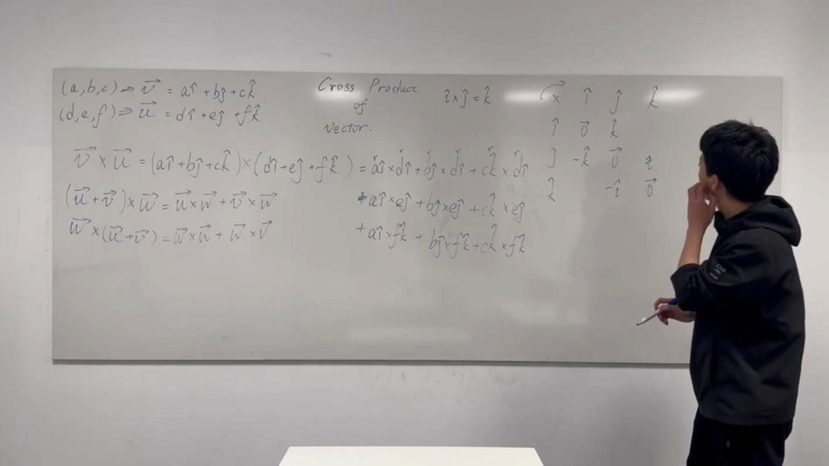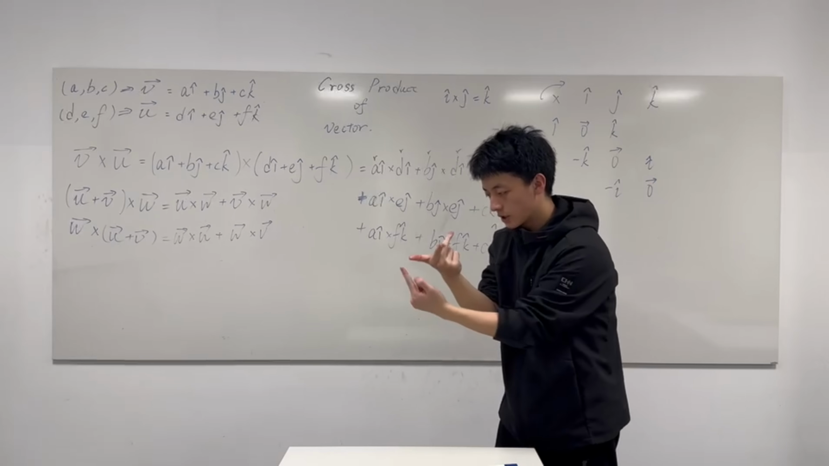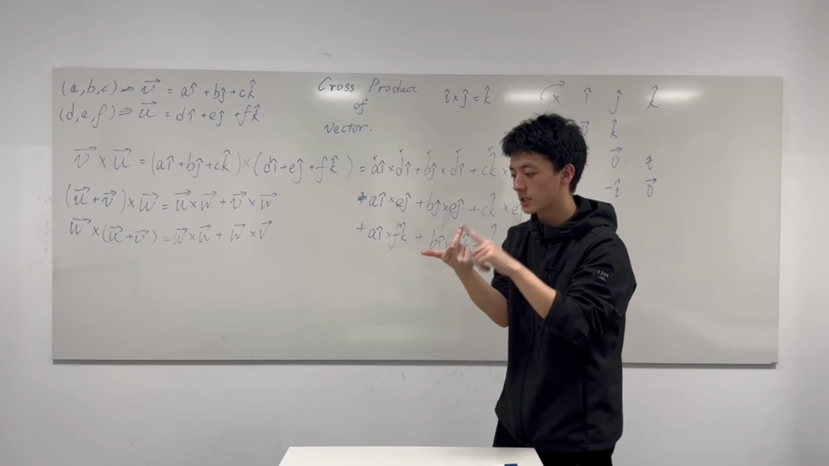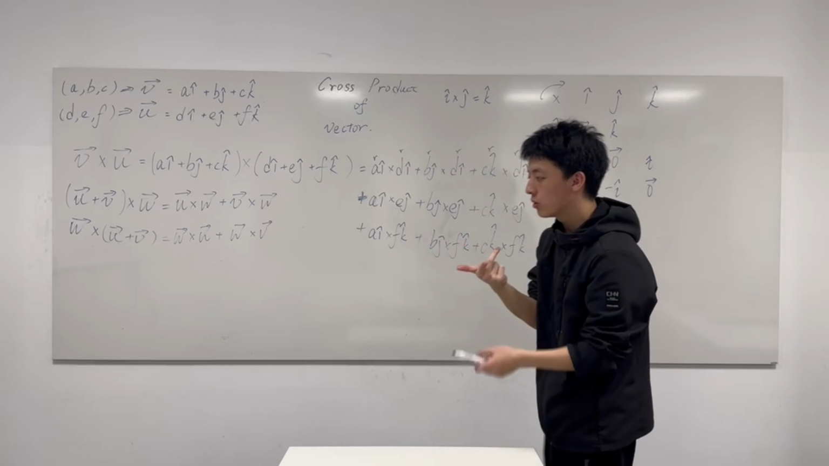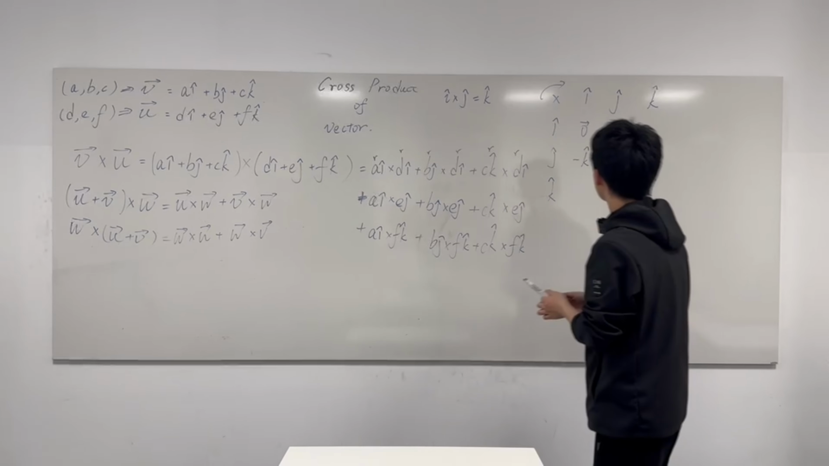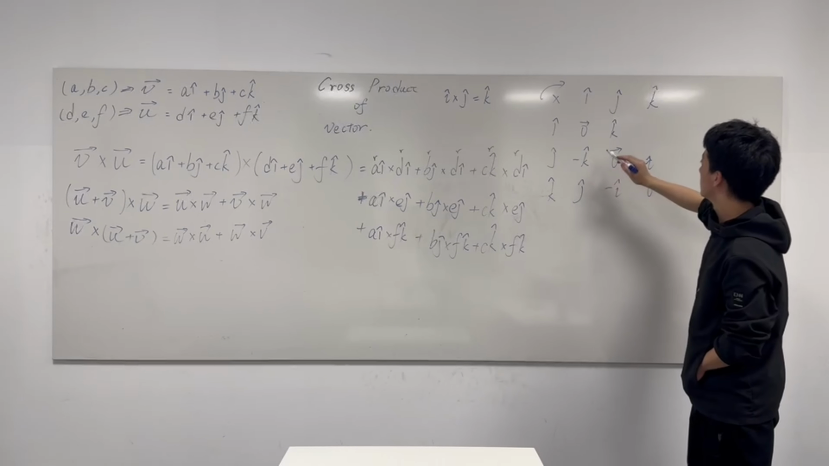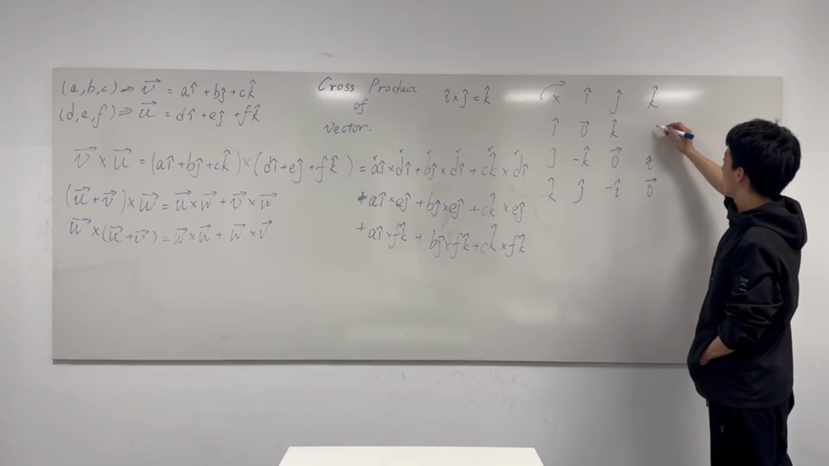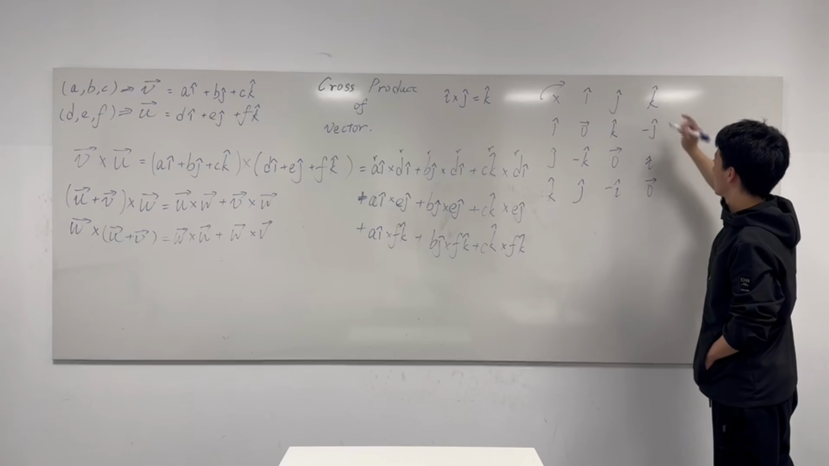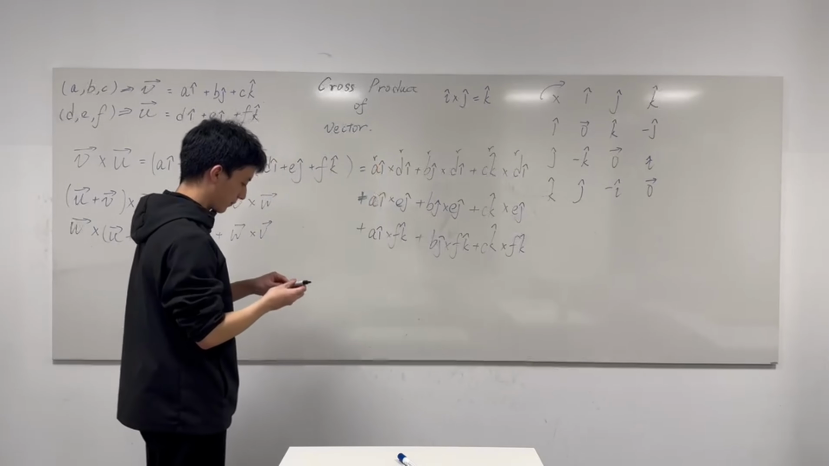And then the last one, let's see, IJK. So this is K, this is I, this is J. So K cross product I is equal to J hat. And then the opposite, I hat cross product K hat should be negative J hat.